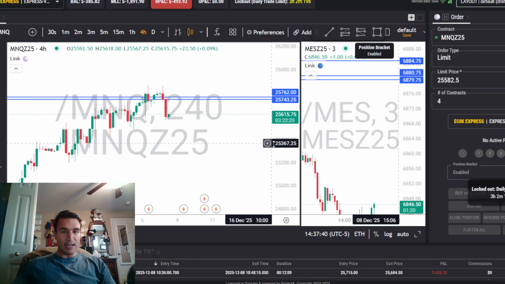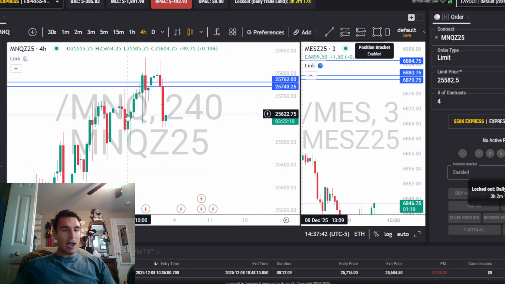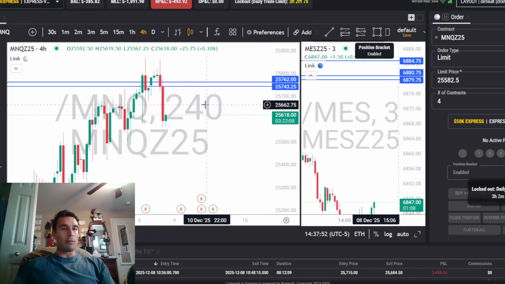Again, let me just identify on the 4-hour as well. We had this 4-hour gap from Sunday night. Today is Monday, so from Sunday night, we had this 4-hour gap. We saw a very nice respect out of it. It made total sense that we would want to be bullish going into today's session.